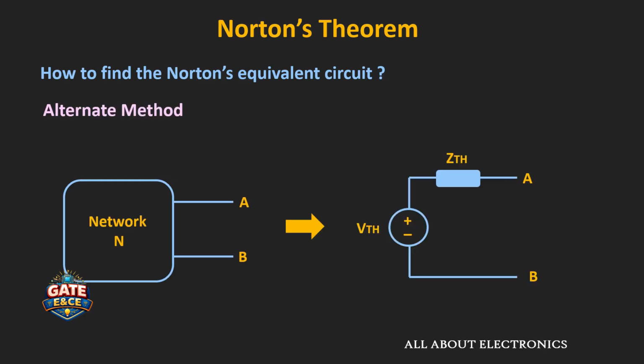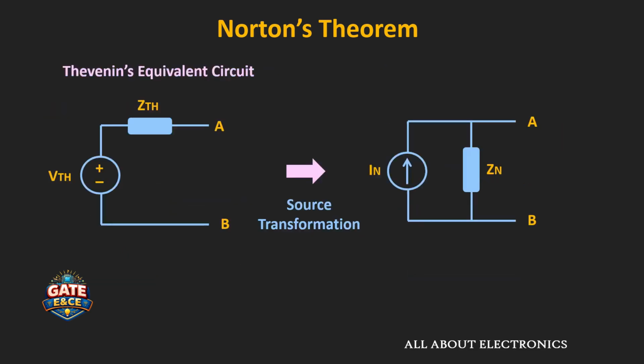Alternatively, for the given network, first of all we can find the Thevenin's equivalent circuit, and then using the source transformation it can be converted into the Norton's equivalent circuit. So here the Norton's equivalent resistance or impedance is the same as the Thevenin's equivalent impedance, while the Norton's current IN can be given as VTh divided by ZTh. And in fact, if you see the Thevenin's as well as the Norton's equivalent circuit, then they are the dual of each other. So that being said, now let us take some examples on the Norton's theorem.